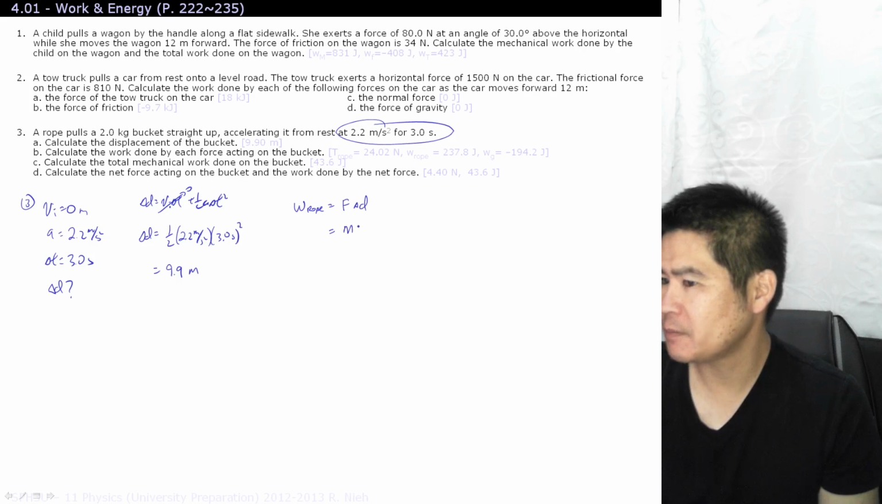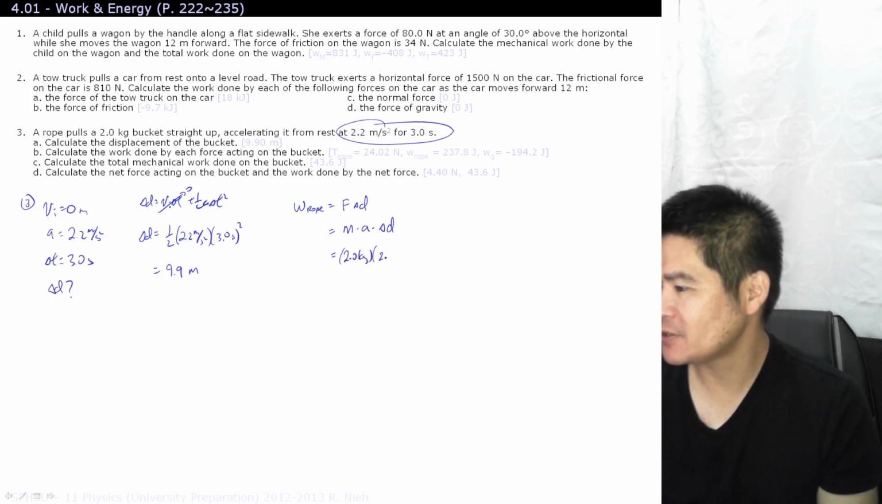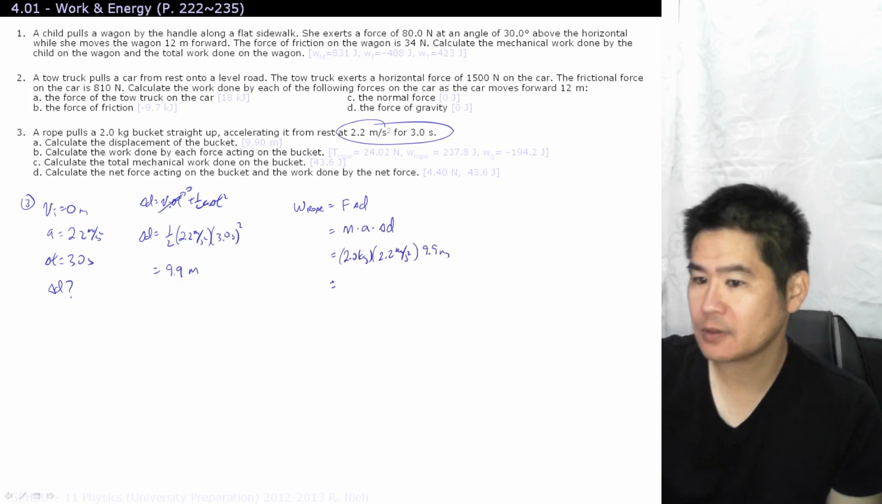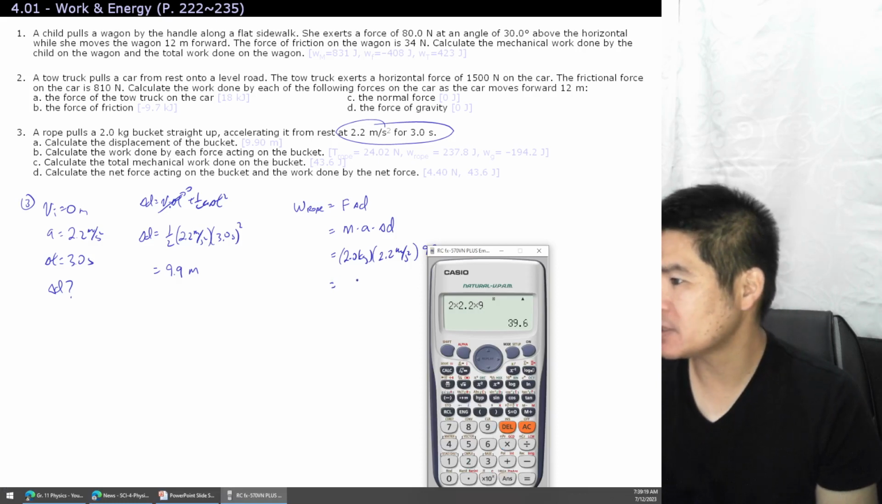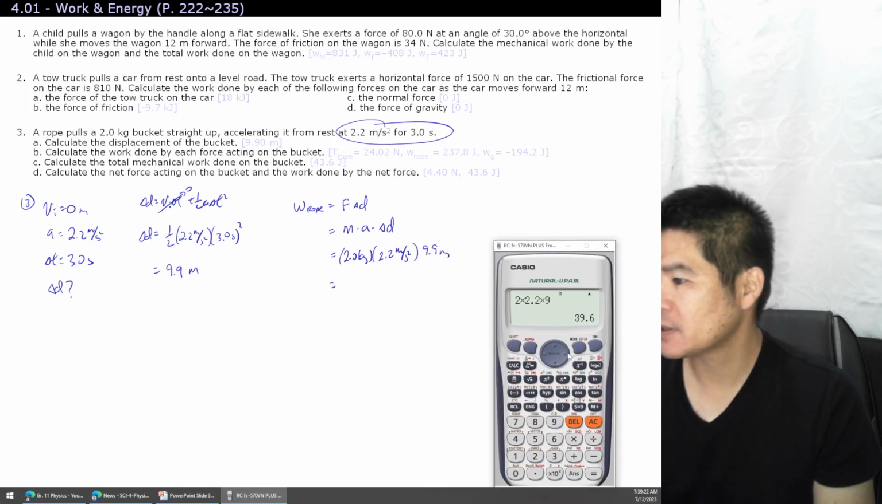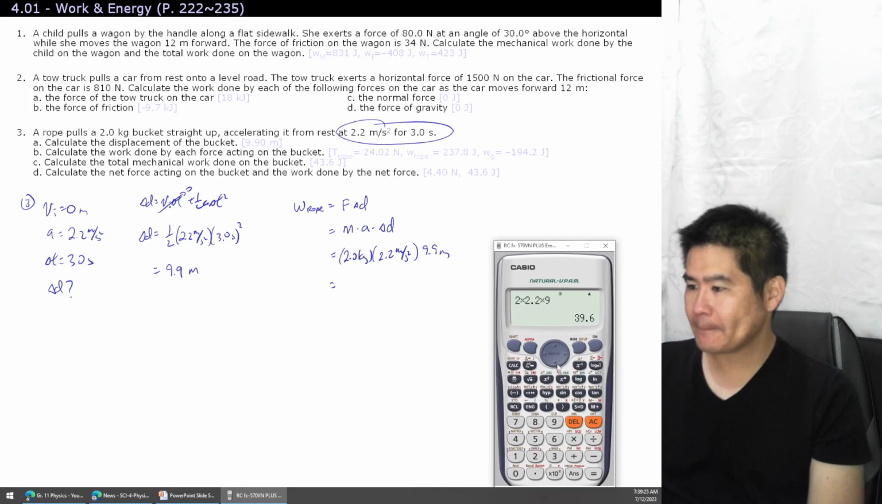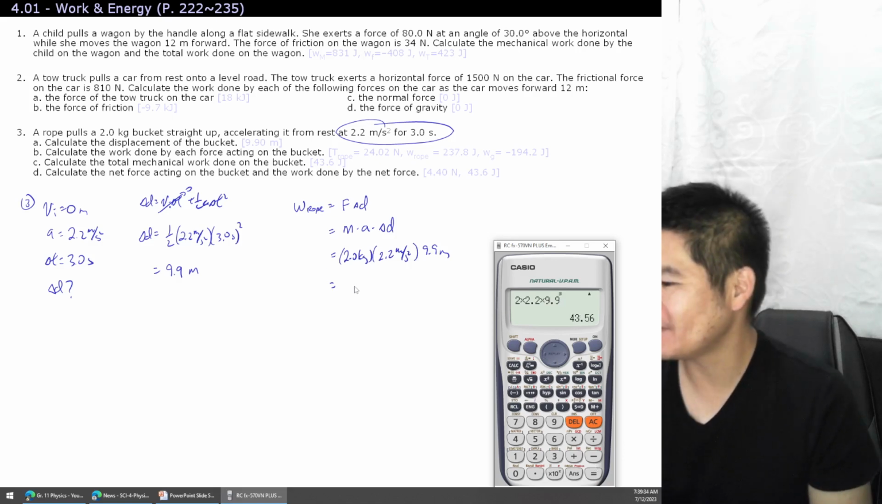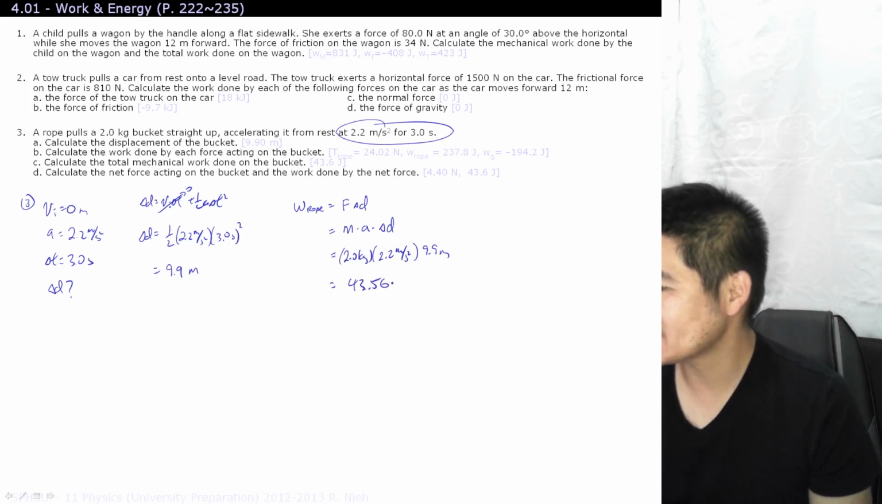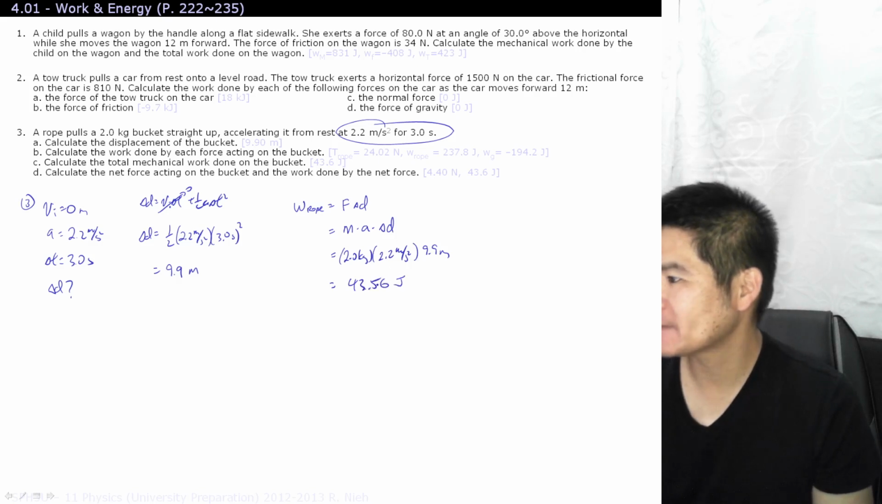F is equal to mass times acceleration times delta D. We have those values. So a mass of 2.0 kilograms accelerated at 2.2 meters per second squared by a distance of 9.9 meters will give us 43.56 joules.